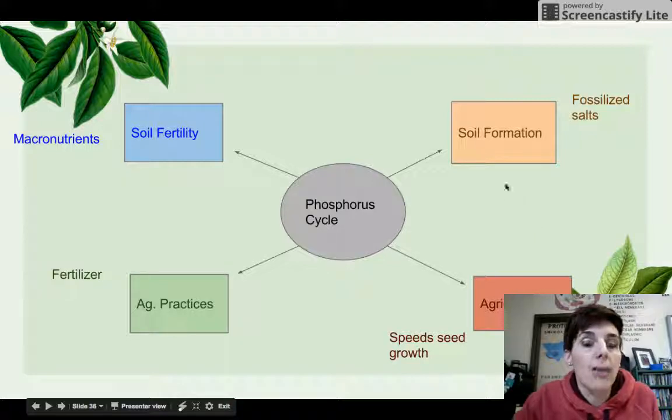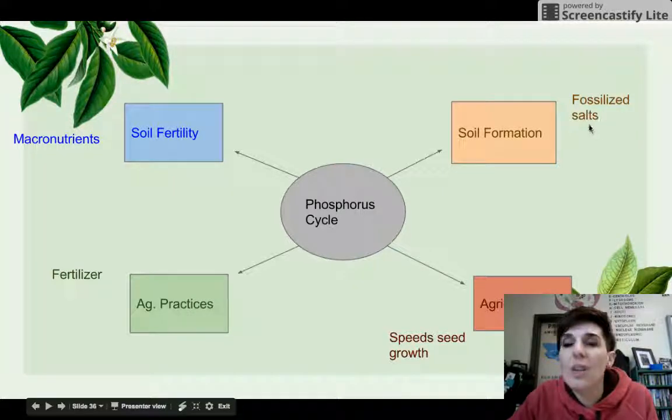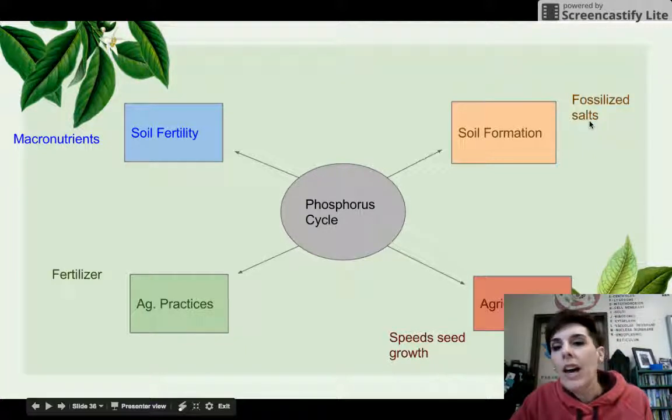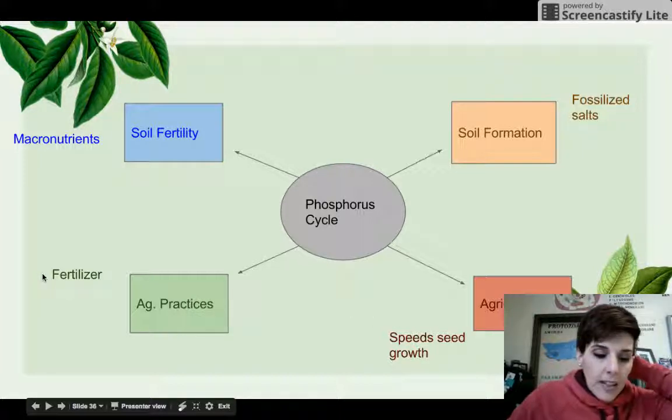Now let's look at our 4 pillars again. Phosphorus cycle really aids in our macronutrients. NPK again. Formation, it allows for fossilized salts. Now salts are important because they are an ionic compound, and when dissolved we'll get a metal and a non-metal, and we will get more nutrients into the soil. It'll help speed up seed growth, as well as it acts like a fertilizer.